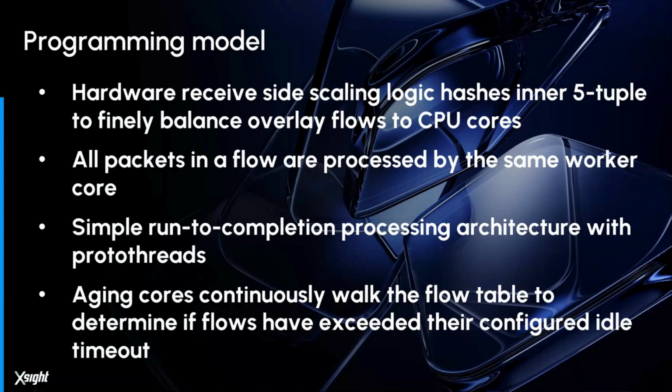Then we also have aging cores, and the aging cores are continuously walking the flow table, and they determine if the flows have exceeded their configured idle time. One of the important attributes of Dash is that if you set an aging time on a flow, you want it to age out, if it's been idle for that amount of time, with some amount of accuracy. So for our implementation, if a flow has an age out time of say 30 seconds, we'll always age that flow out within 200 milliseconds. There's a sort of 200 milliseconds of uncertainty around that 30 seconds of when the flow will be aged out, and that's not that easy to do.